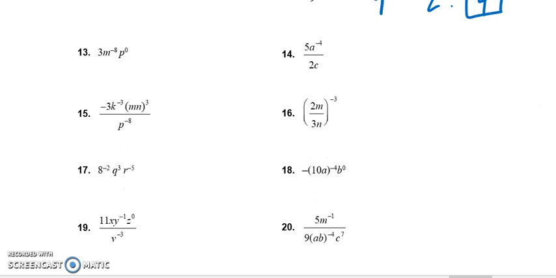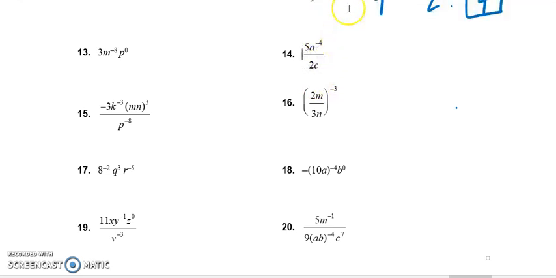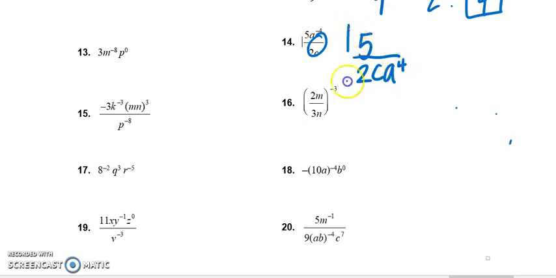All right, let's look at number 14. Number 14 looks pleasant. The only thing that gets moved is what the negative exponent is touching. So the 5 stays the same. So 5 stays at the top, the 2c stays at the bottom because nothing gets moved, but the a to the 4th gets moved to the bottom.